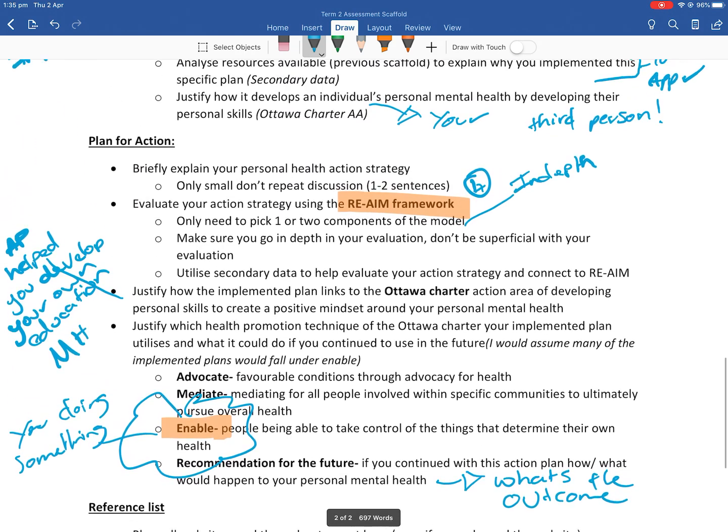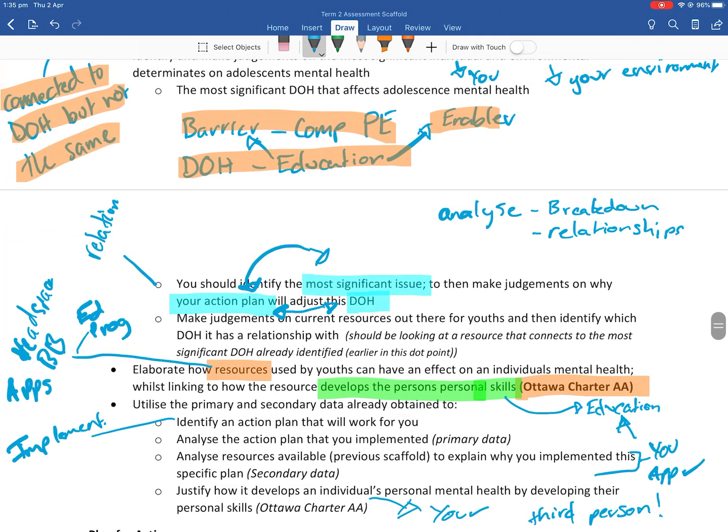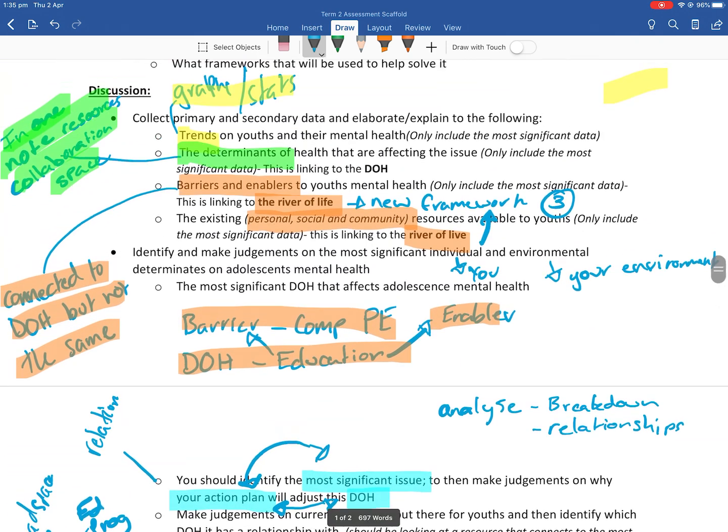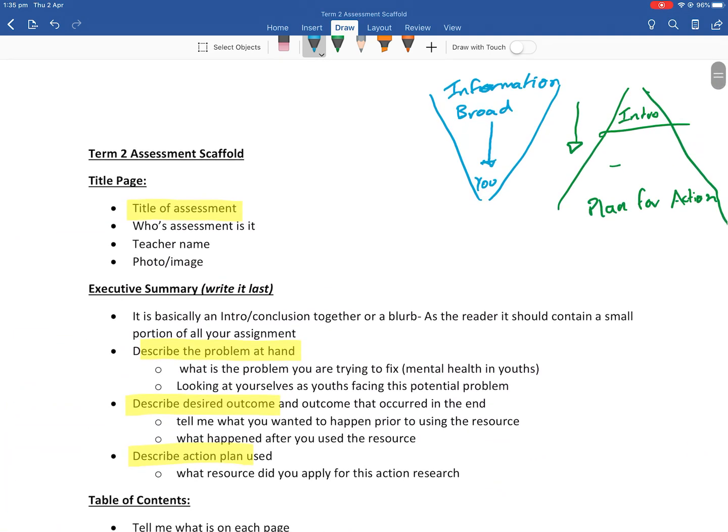That is our scaffold for your Term 2 assessment. Now, I know I went through that very quickly and there is a lot of gibberish now on the scaffold. Can you please email me if you have any questions, because if I get more than one question on the same topic, I'll create another video for yourselves so that you guys can understand it, or I'll just email each person individually with their questions that they have.